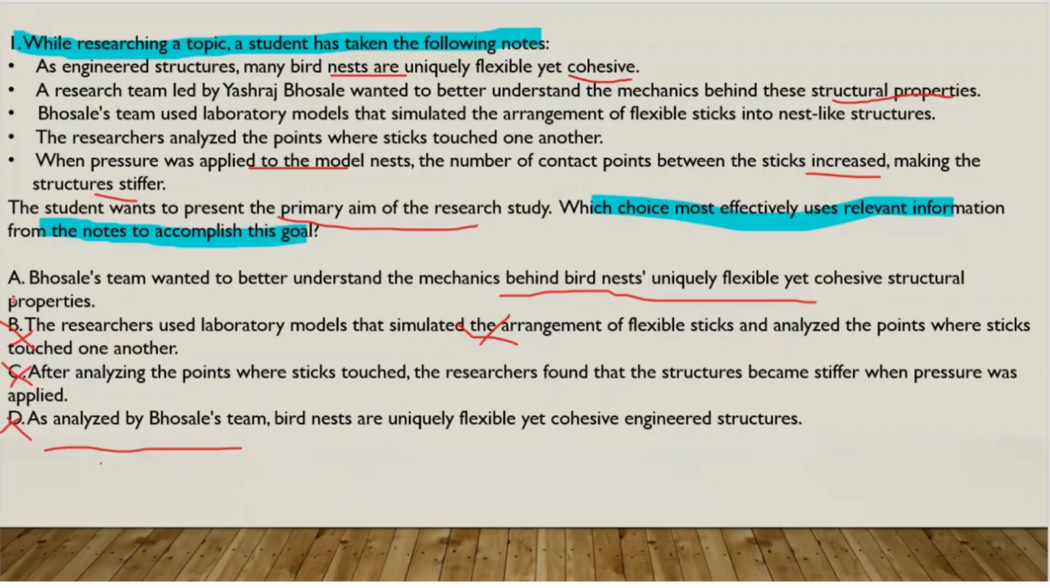So it has to be option A. Why? Because this is the only one that actually talks about the aim of the study, because it used the word "wanted to," which refers to the future, which is actually similar to aim. I hope you get that. So that got our first question.